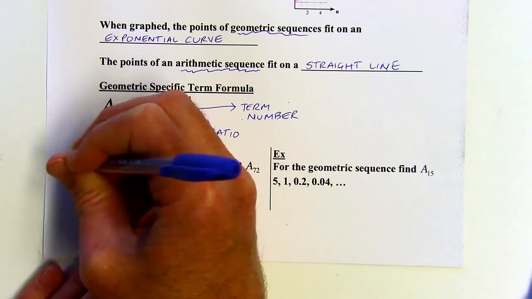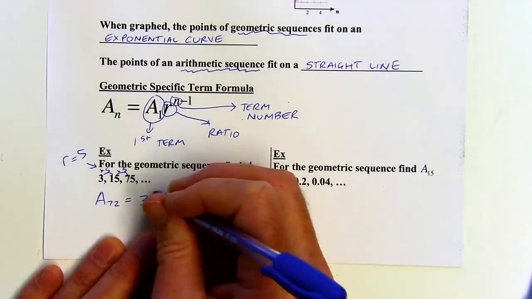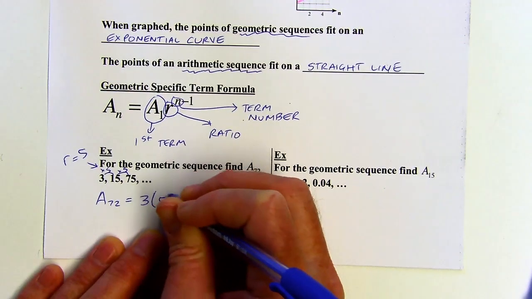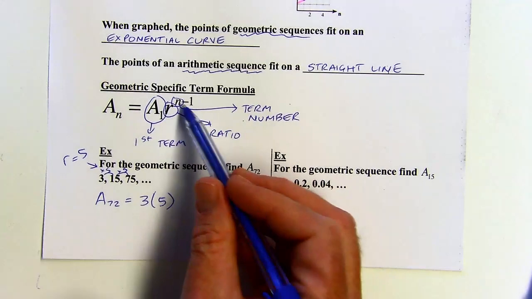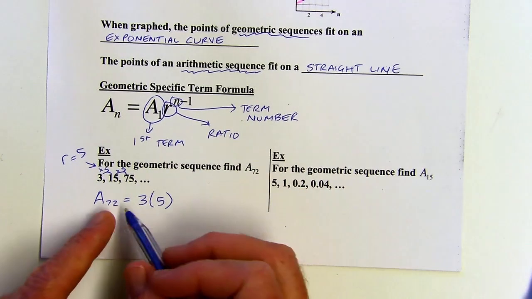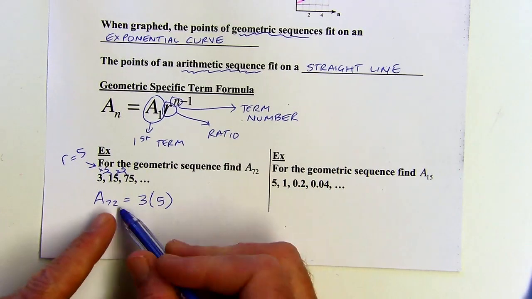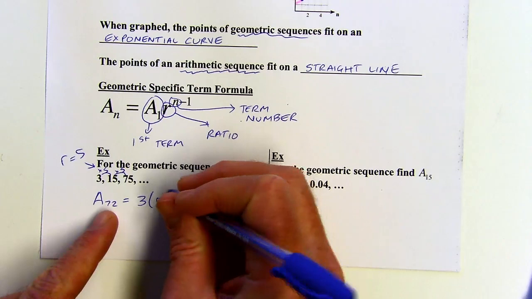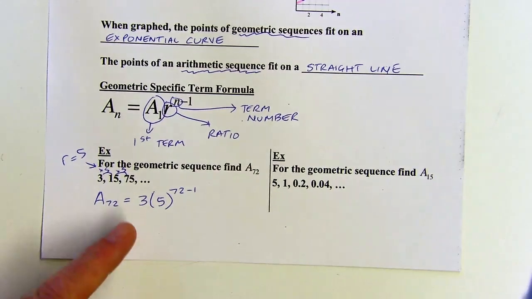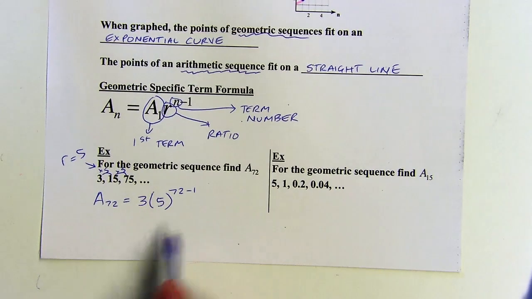Sorry, that's written so small, but the ratio is 5. And then, so that's going to go there. Okay, and then I've got n minus 1 as an exponent. And the n is the term number that we're looking for. So here, that's 72. Okay. So now I need to simplify this.